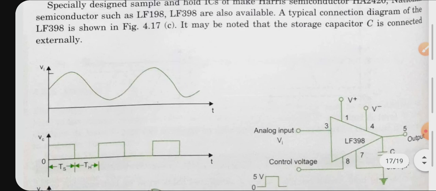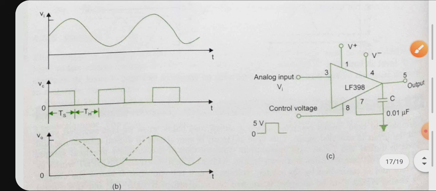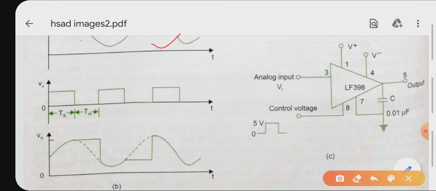You can see the waveform here. The input signal is applied as a sinusoidal waveform. This is the control voltage discrete waveform, and these are the values stored in the capacitor.